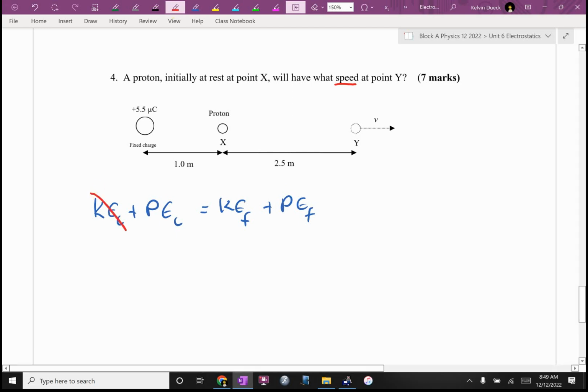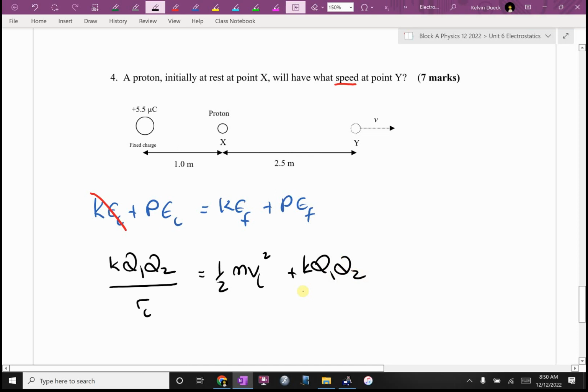Hey, the proton is initially at rest. Mallory, what am I trying to find? Which of the 3 remaining terms contains within it the final speed? I'm eventually going to get this term by itself, but let's do the substitution. It's going to be K Q1 Q2 over R initial, no squared, equals a half little m V initial squared plus K Q1 Q2 over R final, no squared.